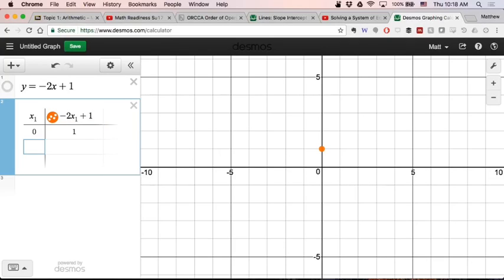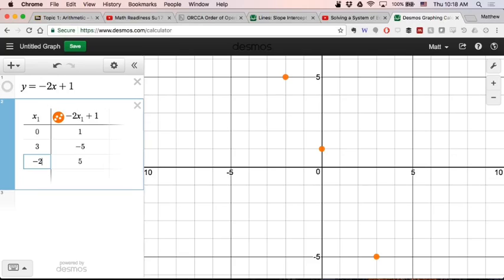I can also choose other values for x. Let's say I chose x to be 3 instead. If I choose x to be 3, then negative 2 times 3, negative 6, plus 1 gives me negative 5 for y. We'll do maybe a couple more here. If I chose x to be negative 2, then negative 2 times negative 2 is positive 4, plus 1 is going to give me positive 5. So that's going to give me a positive 5 for y.